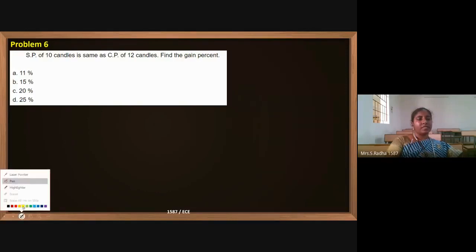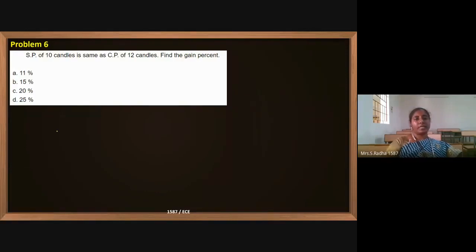Selling price of 10 candles is the same as cost price of 12 candles. Okay. Selling price of 10 candles equals 12 candles cost price. What they are asking is gain percent.